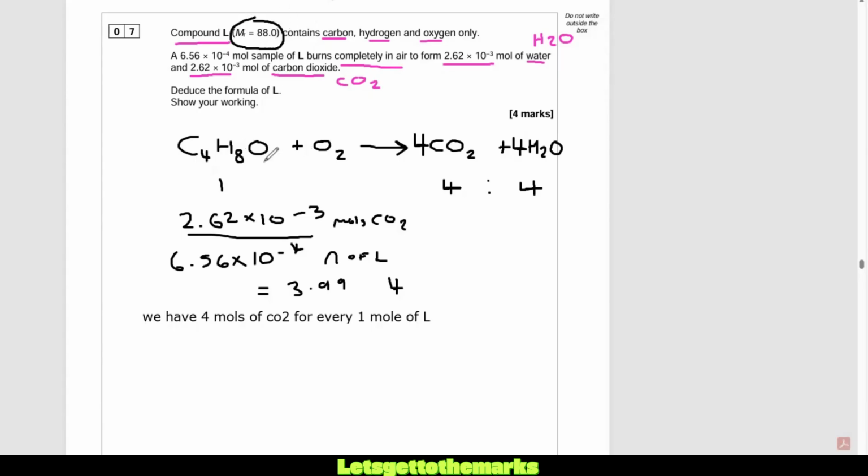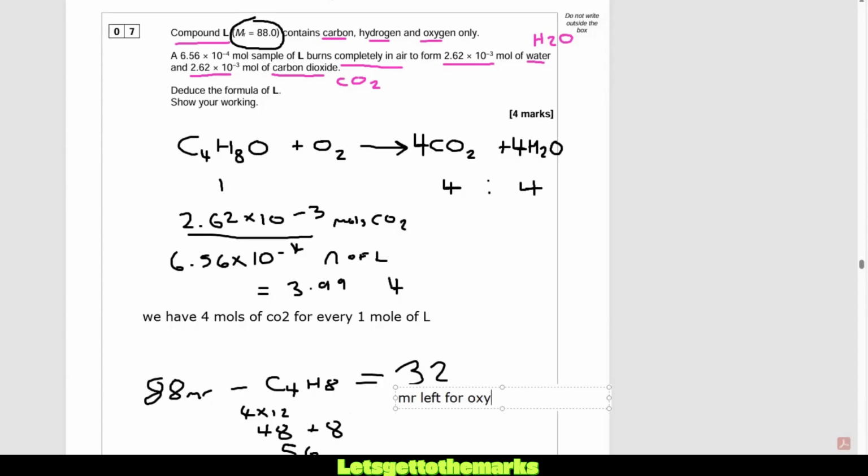Now we know the overall Mr is 88. So let's work out how much of that Mr is left for oxygen. We're going to go 88 minus 4 times 12, which is 48, minus 8 for the 8 hydrogens, and that is totaling 8 plus 48, 56. So minus 56 from 88, we're going to get 32. Now, 32 is the Mr left over that we have for the oxygens. How many oxygen atoms make up 32? Well, there's 16 each, so our formula is C4H8O2. We've got 2 oxygens there.